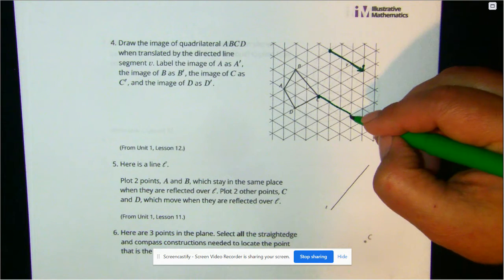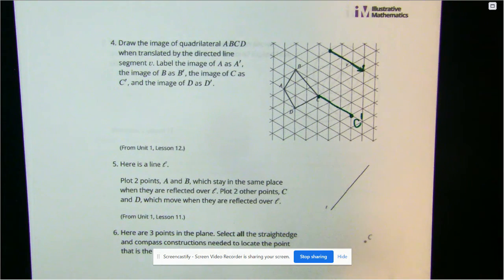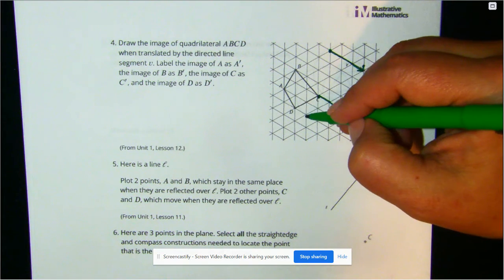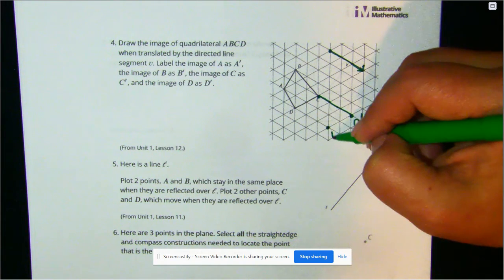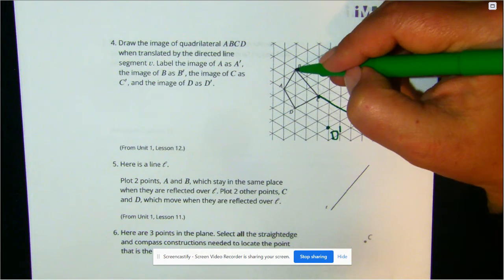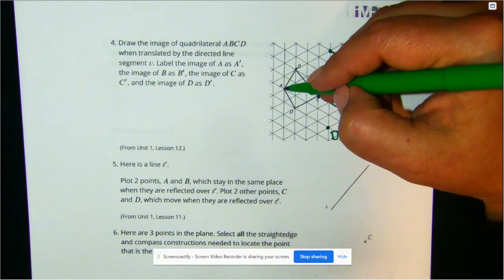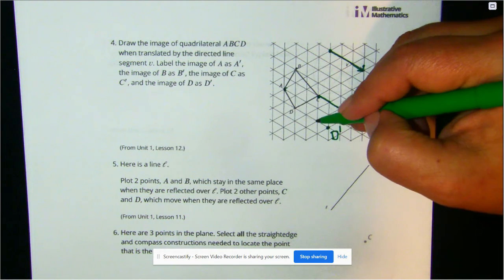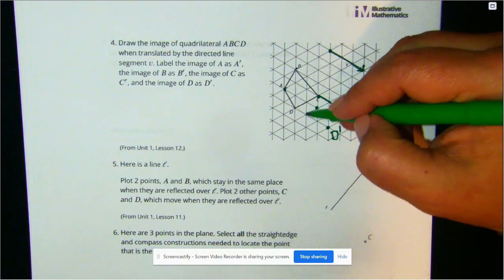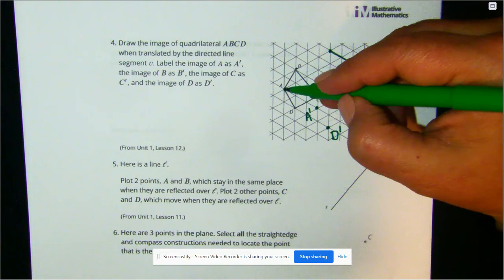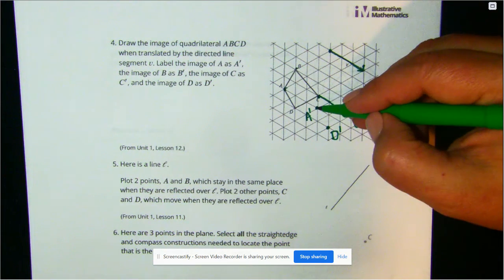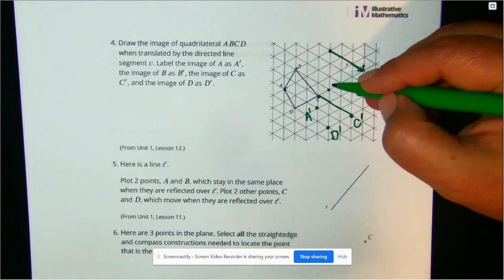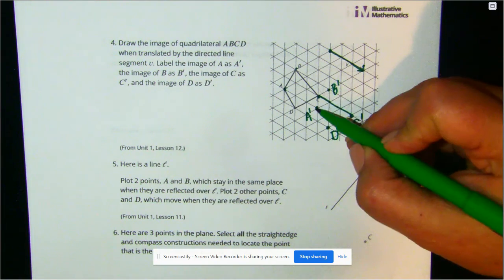This is the new C. I didn't need to draw that, right? And then this one is 1, 2, 3. That's my new D. B would be where? Oh, wait, where's here? There's A. And that one's straight across. Let's see if that looks good.